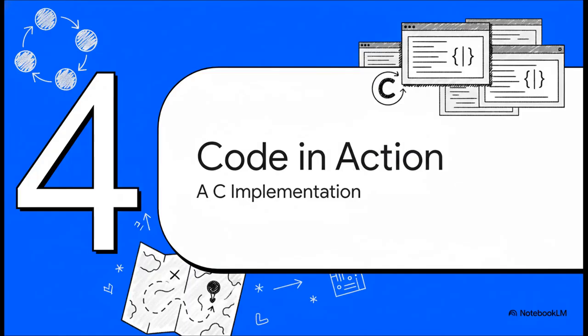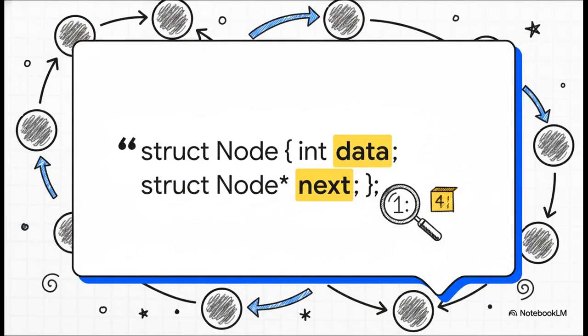All right, theory is great, but let's see what this actually looks like in practice. We'll pop open a simple implementation using the C programming language. Okay, first up, we have our basic building block, the node itself. It's super simple, right? It just holds a piece of data, in this case just a number, and crucially, a pointer that tells us where the very next node is.